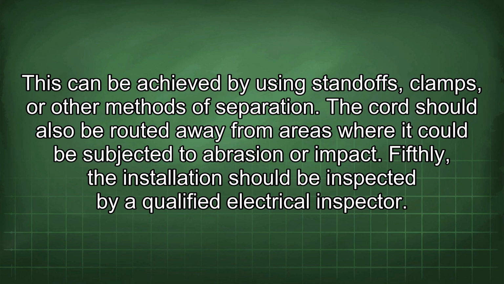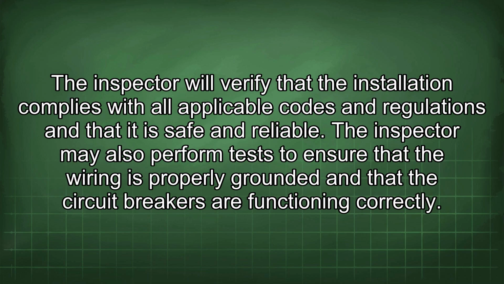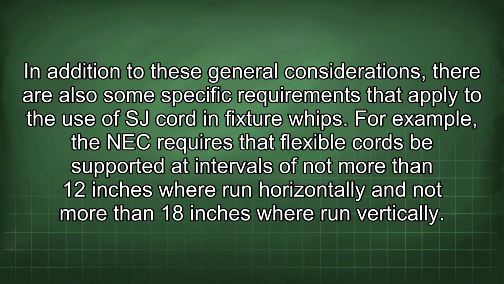Fifthly, the installation should be inspected by a qualified electrical inspector. The inspector will verify that the installation complies with all applicable codes and regulations and that it is safe and reliable. The inspector may also perform tests to ensure that the wiring is properly grounded and that the circuit breakers are functioning correctly. In addition to these general considerations, there are also some specific requirements that apply to the use of SJ cord in fixture whips.